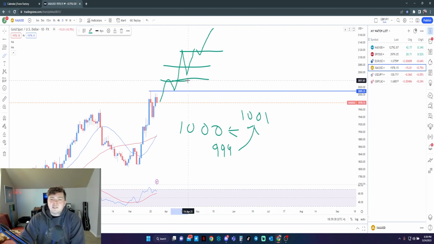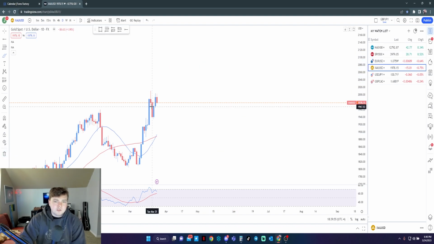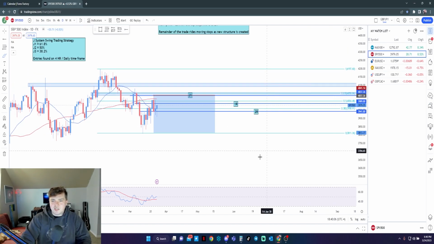So why would I continue to buy up here, continue to buy up here, continue to buy up here, when I bought down here and I could continue to let this ride and make this money all the way up to the top, until price comes back down, stops me out, and reverses? So let the winners run. If they're going to run, let them run. So that's why we let that remainder of that 25% ride.